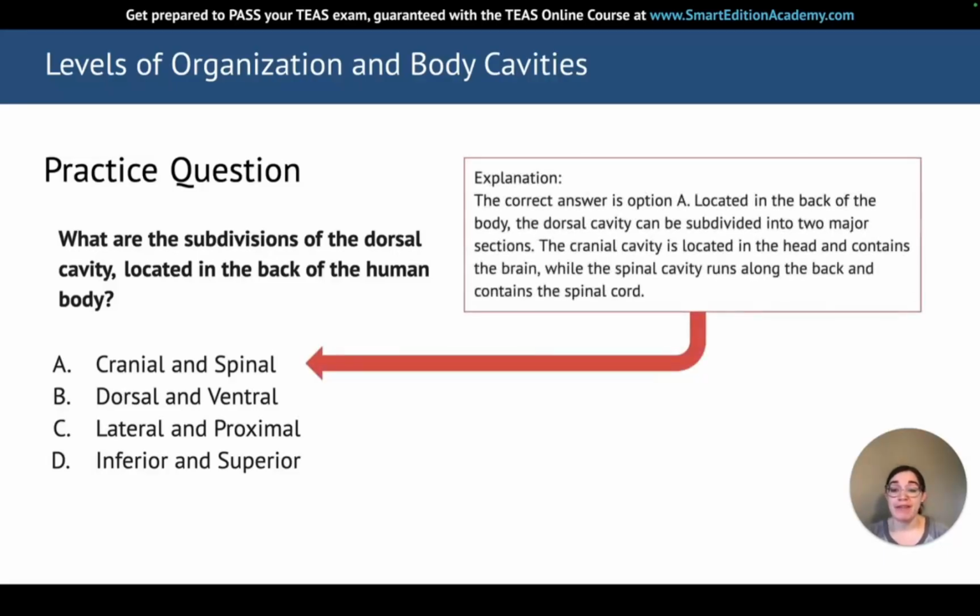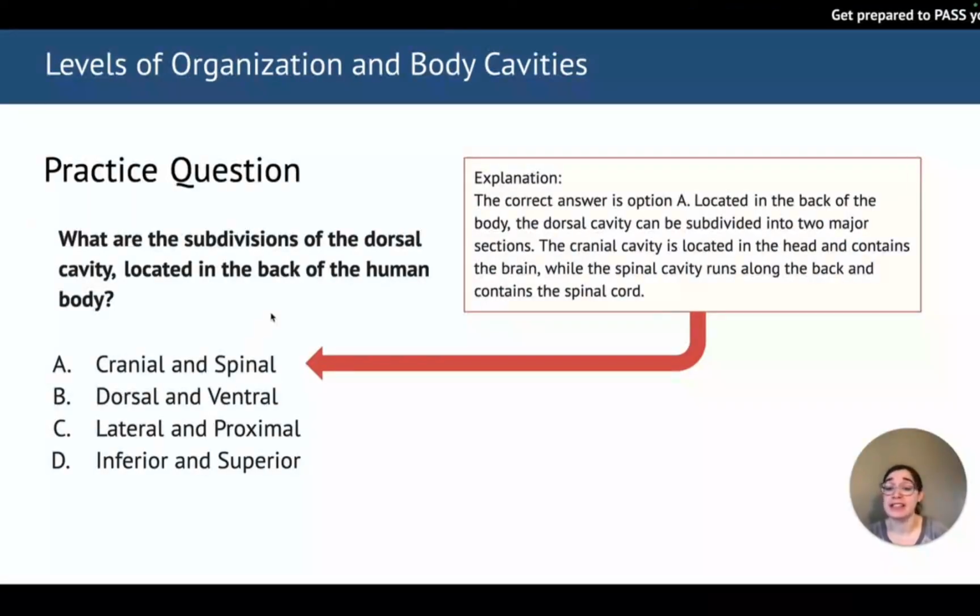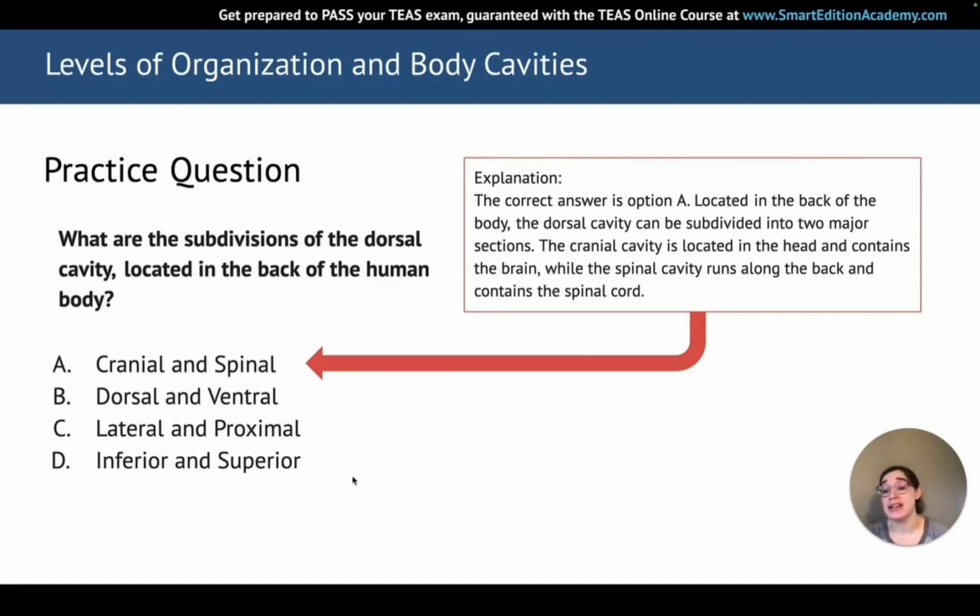The dorsal cavity can be divided into the cranial cavity located in the head and containing the brain, and the spinal cavity, or the vertebral cavity, which runs along the back and contains the spinal cord. Our other answer options here are what are known as directional terms, and we'll cover that in the next section. But suffice it to say that these are not names of the subdivisions of body cavities, as we've seen.